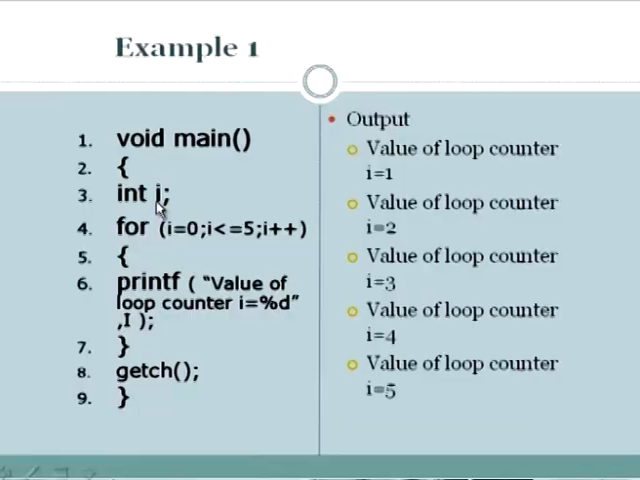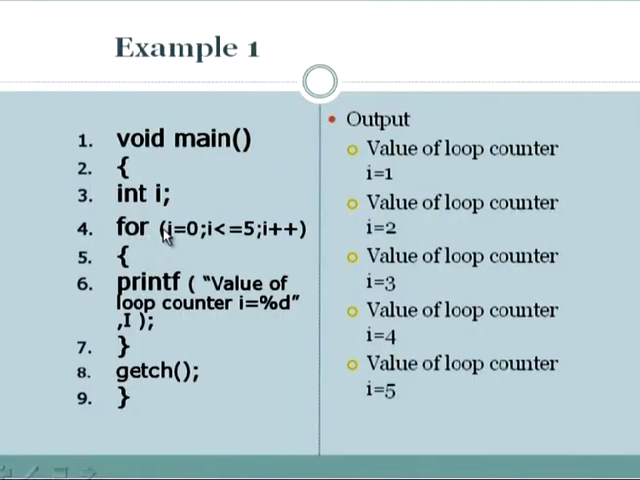Dear students, this program will be executed in such a manner that first the loop variable is declared at line number 3, then the loop counter is initialized to the value 0 for the first time. After the initialization, the loop condition will be evaluated. This time the value of I is 0, so it is evaluated whether 0 is less than or equal to 5. Yes, the condition is true for the first time, so control will move inside the loop body.